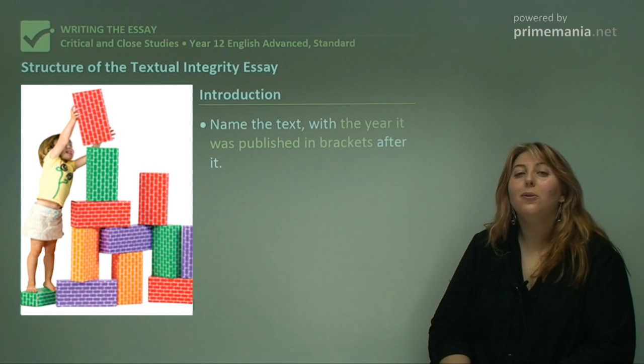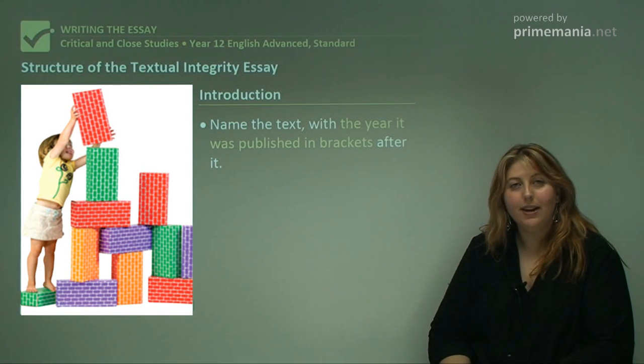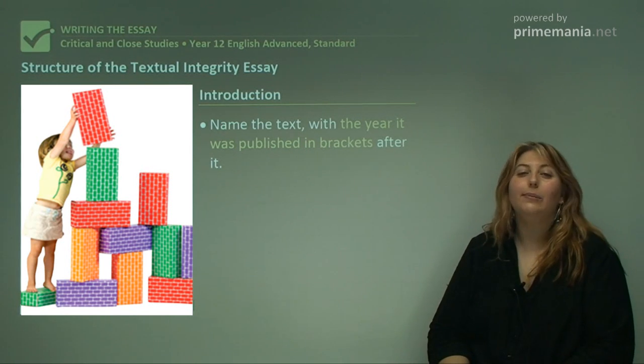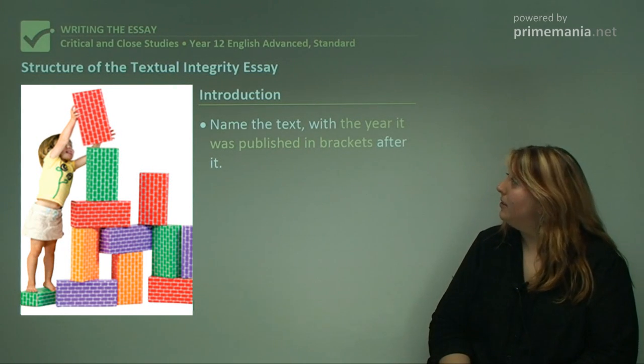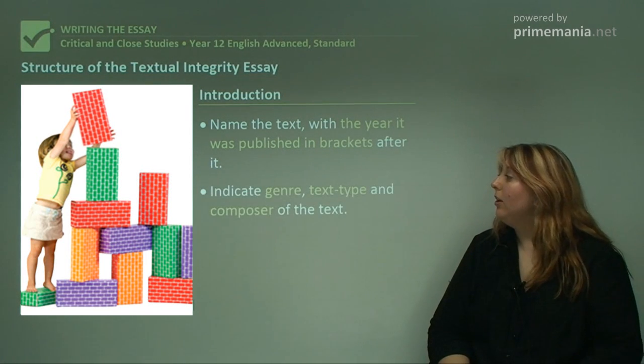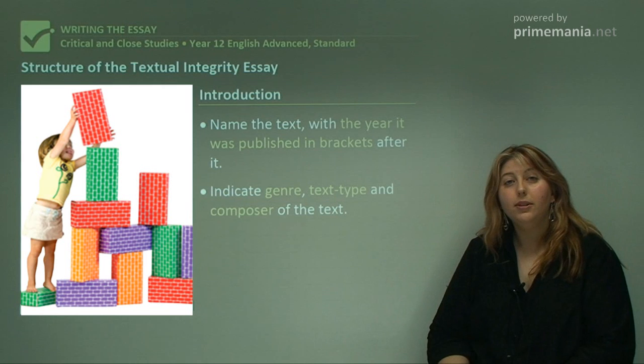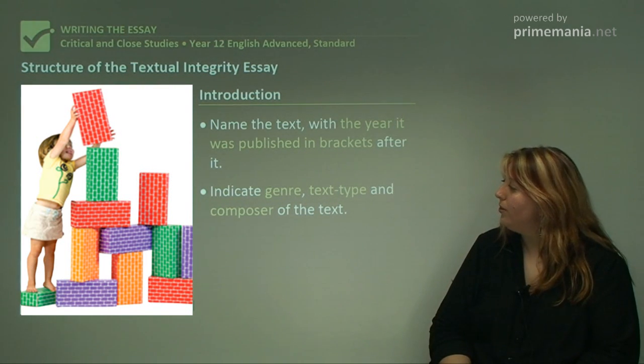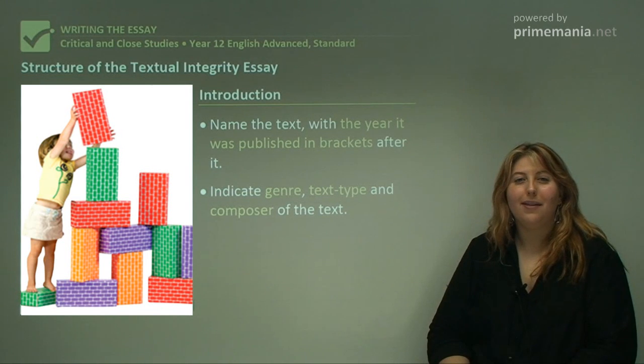So in preparing your core essay, let's start with the textual integrity essay and think about how you're going to structure it. So the introduction is very similar to every other introduction. You name the text, you think about the year it was published and put that in brackets after it. You indicate genre, text type and composer of the text. Sometimes you want to be a little bit more emphatic about the genre, so you might give a little bit more detail about that than usual.